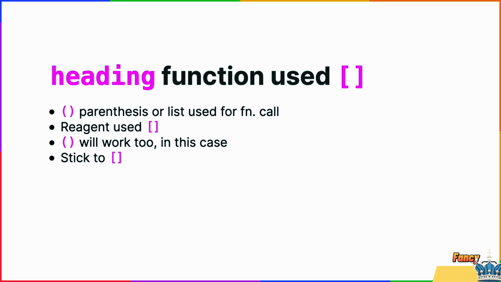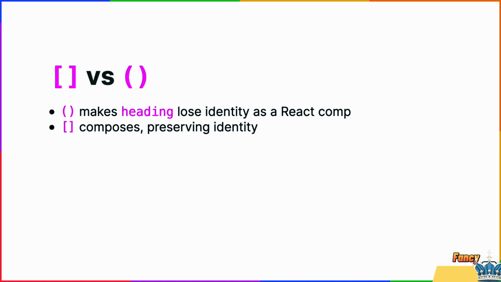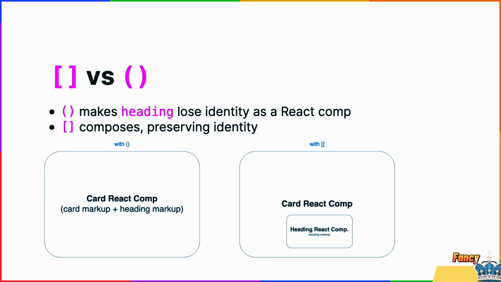you wonder why square brackets are used for custom components. Since heading is a plain Clojure function, we should be able to invoke it using parentheses, but we use square brackets instead. You can use round brackets too, but it is advisable to stick to vectors until you understand what is happening under the hood. Reagent transforms Hiccup forms into React components using createReactClass. If parentheses are used instead of square brackets, the heading function will be called and its output will be placed in the card component. That is, the heading component will lose its identity as a React component.